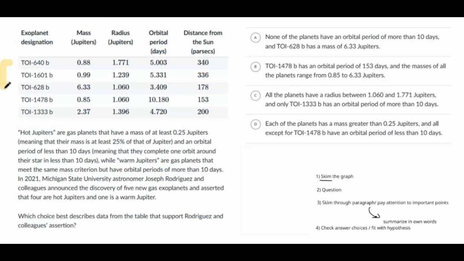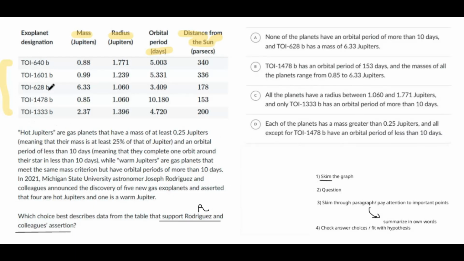Now we're going to look at how to solve this problem, if you paused the video and have an answer in your head. First, we're going to skim the graph, and instantly I see some mass, radius, days, distance from the sun, and some random numbers which I do not know the meaning of yet. Just quickly note them. Now we jump straight to the question: which choice best describes the data from the table that supports R and colleagues' assertion. Now remember, we do not need names, we can just use something short like a letter instead.